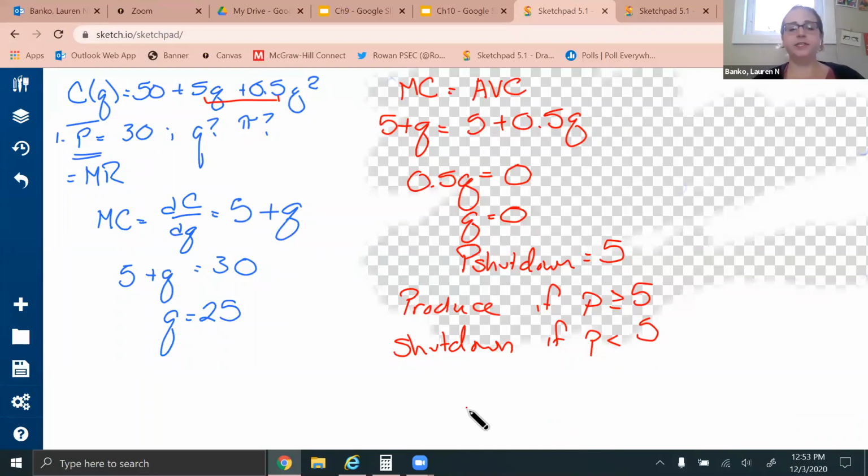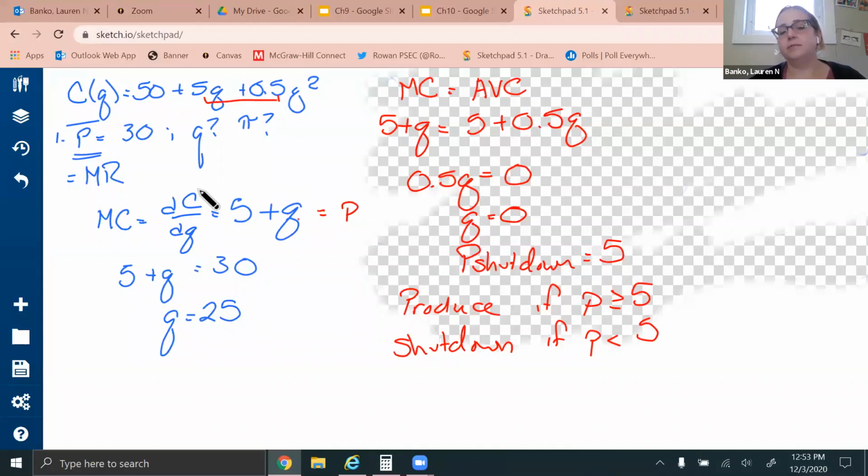And when we're thinking about producing, well, what we did before is we set the marginal cost equal to our price in the market. We set it equal to 30, but no matter what the price is, as long as it's greater than or equal to 5, we're just going to set it equal to marginal cost and then solve for Q.